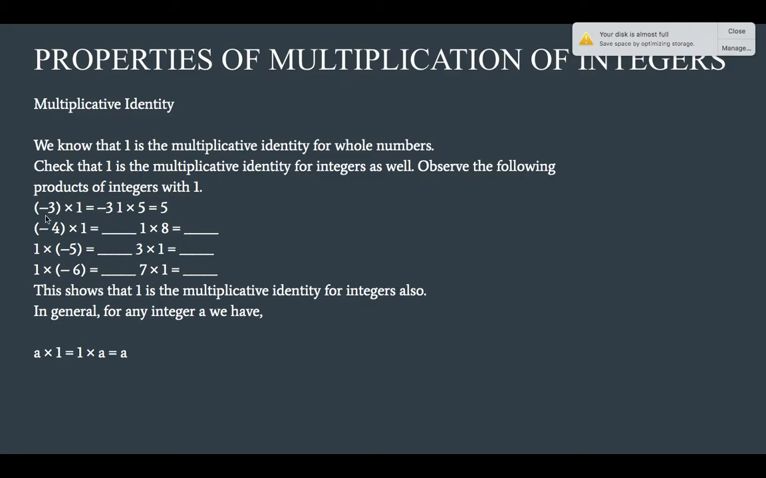We observe that negative 3 into 1 is negative 3, and 1 into 5 is 5, negative 4 into 1 is negative 4, 1 into 8 is 8. So we can say that 1 is the multiplicative identity for integers also, and in general a into 1 is equal to 1 into a, that is equal to a.